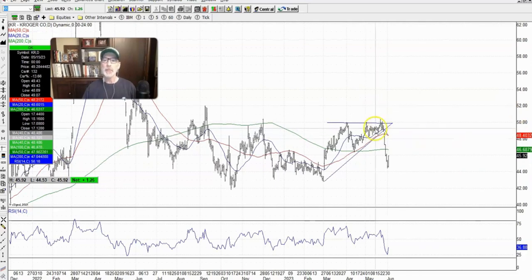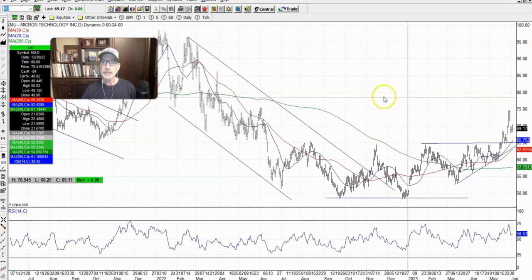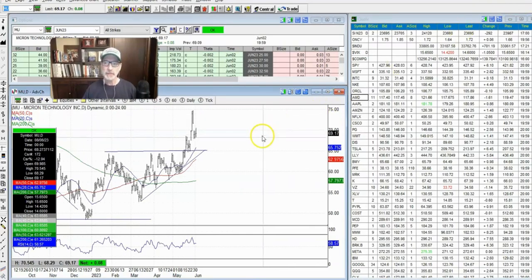So you compare this one, Kroger, to Micron, where the ascending triangle typically will work in your favor. Sometimes it doesn't, but it's better to wait for a day or two to see if it's going to maintain above that resistance line. So for me, I jumped the gun on Kroger. Some trades work out, but I got out quick enough that it wasn't devastating. All right, so let's see what else we have.